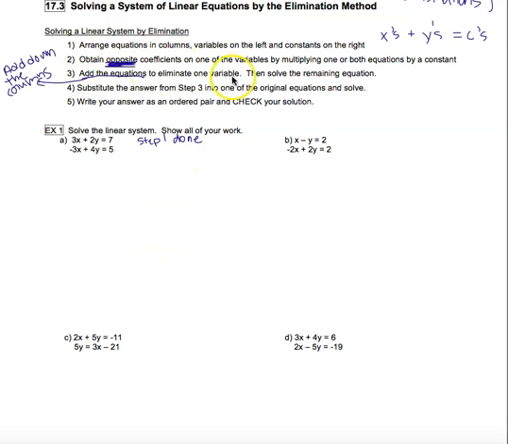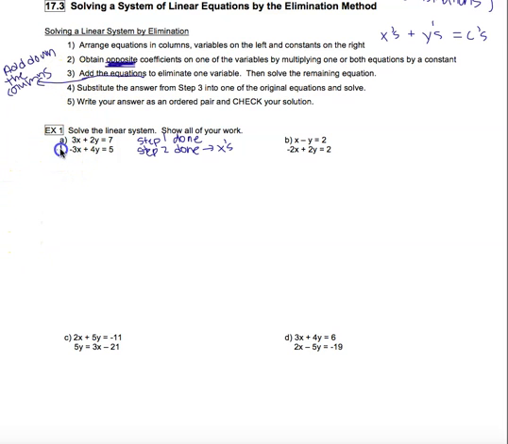Step 2, obtain opposite coefficients on one of the variables. So on my y's, I have 2 and I have 4. Those are definitely not opposites of one another. On my x's, though, I have -3 and +3. Those are already opposites. Step 2 is done with the x's. The x's are already opposites. So I get to skip 2 of the 5 steps. They're already done.